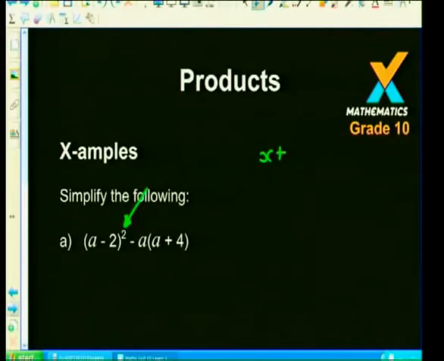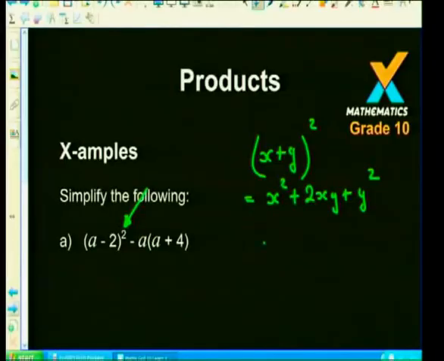If I had x plus y all squared, it's the first squared, the first times the second times 2, and the second squared. Now, I think that's a lot easier than having to write the bracket out twice, do our rainbow sums, and then gather like terms. I'll run through it again with another example.